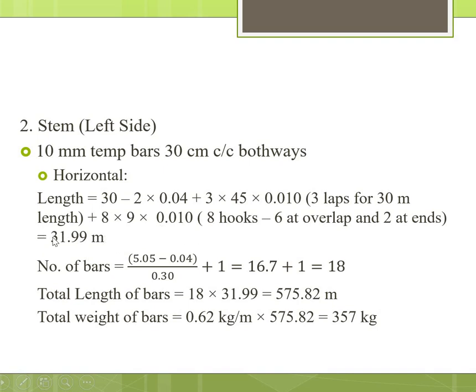So the total length is coming around 32 meters, and the number of bars will be similar to the previous case, around 18 bars are coming. So total length of the bar is 18 into 32, and for the total weight of the bars, for the 10 mm bar, weight per meter is 0.62, and from that you can find the total weight.